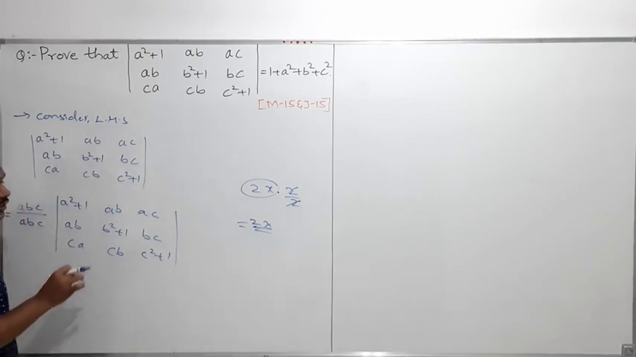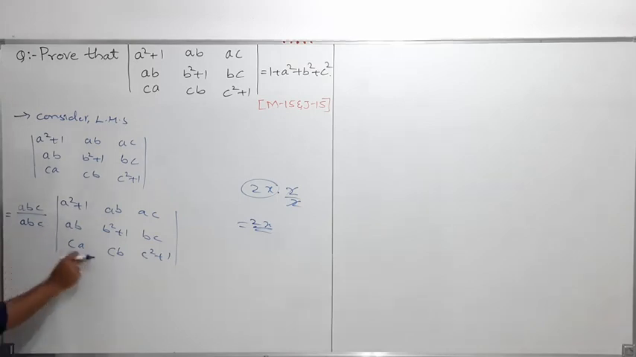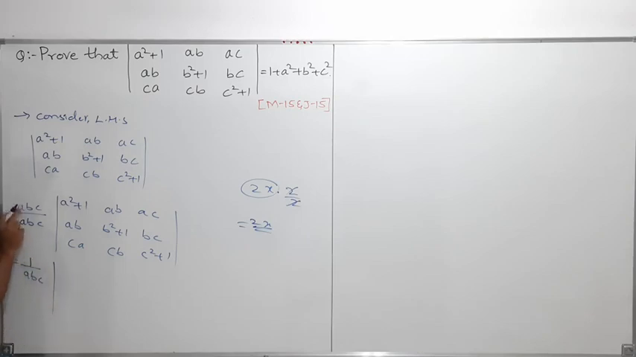As of now, just understand that to the row 1 I am multiplying with A, to the row 2 I am going to multiply with B, and to the row 3 I am multiplying with C. Clear? So this implies 1 divided by ABC I will write as it is. This ABC I will take inside the determinant. It means to the row 1 I am multiplying with A.